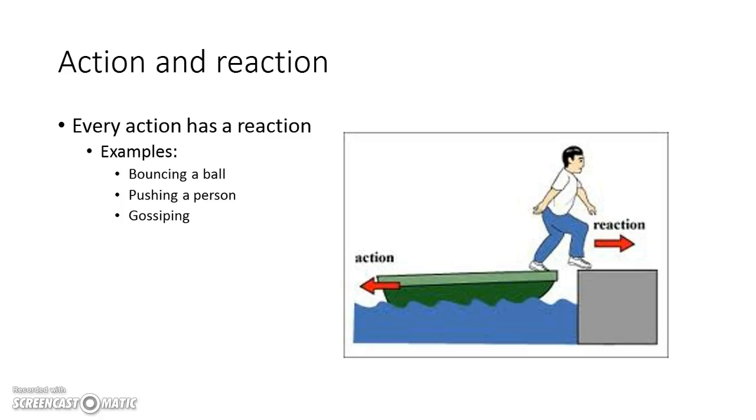I bounce the ball. I throw the ball towards the ground, and then it bounces back up towards me. Action and reaction. We're walking down the hall, and I push somebody. You know they're going to react. It's not the kind of reaction we're talking about here, but you know they're going to react, right? And the last one here is that if you gossip about somebody, there's your action. The reaction they're going to get is probably not going to be a good one, so let's not gossip.